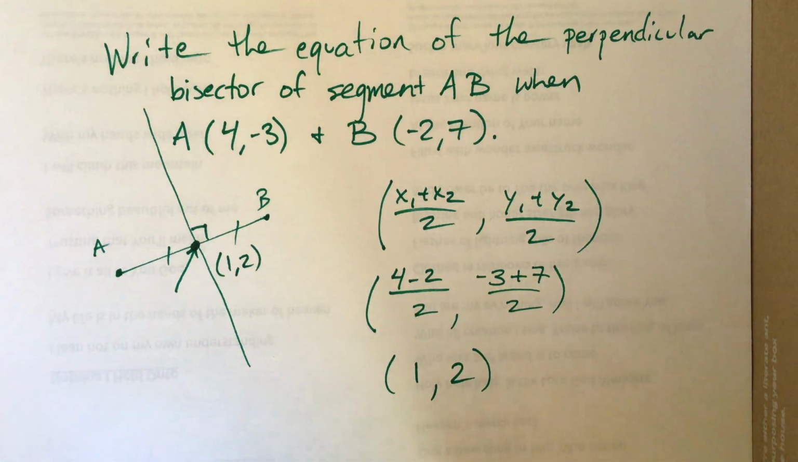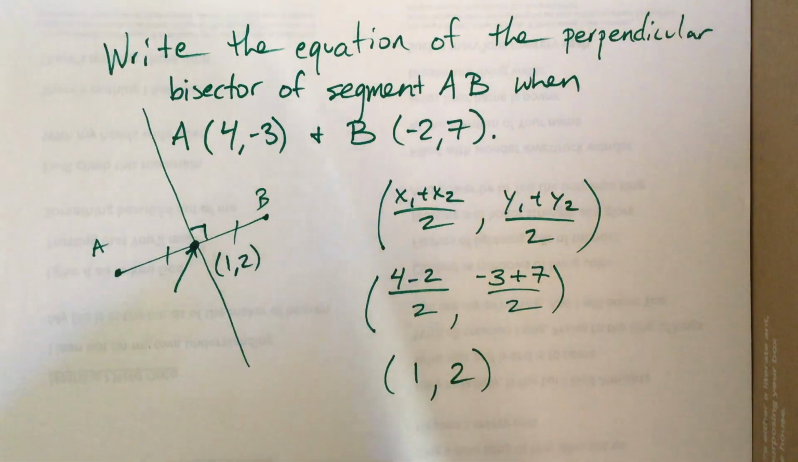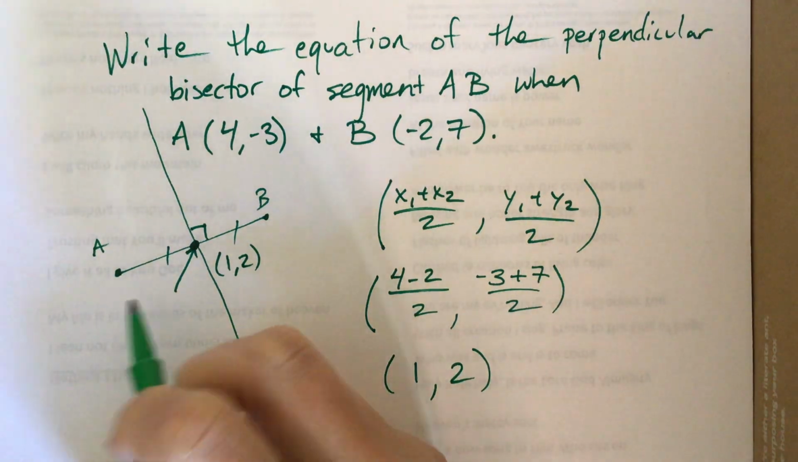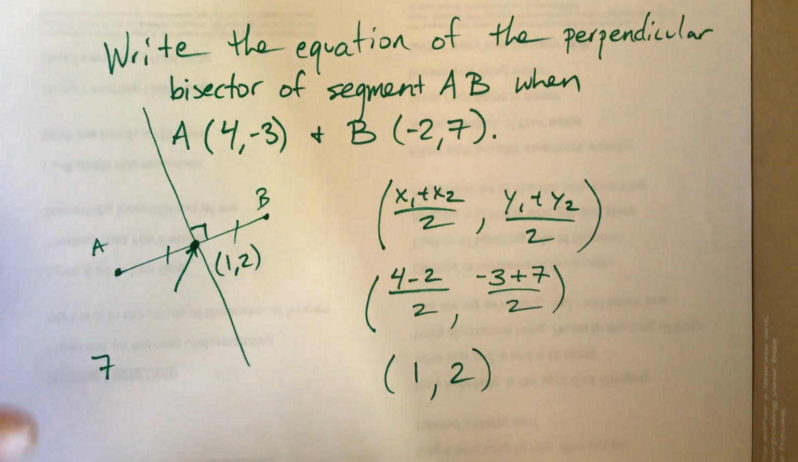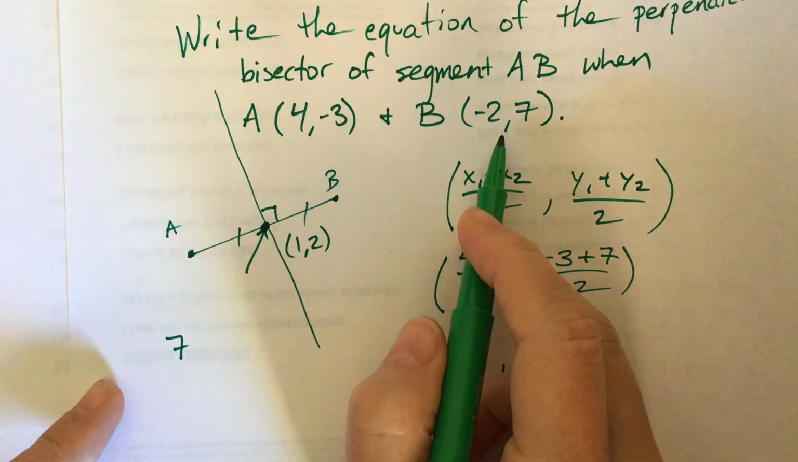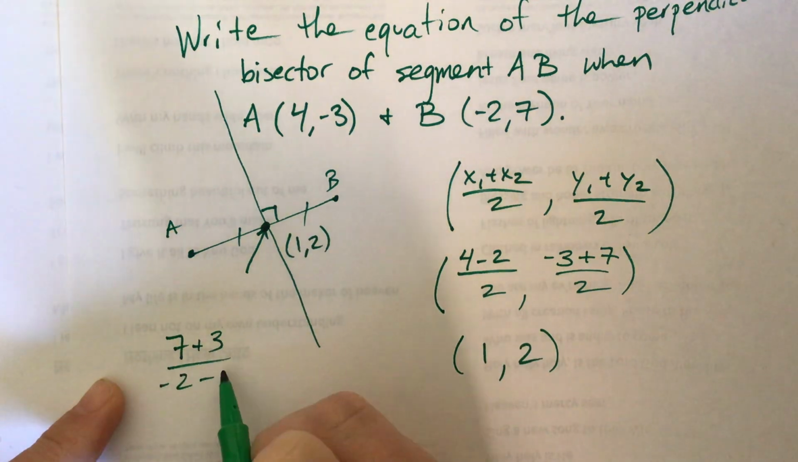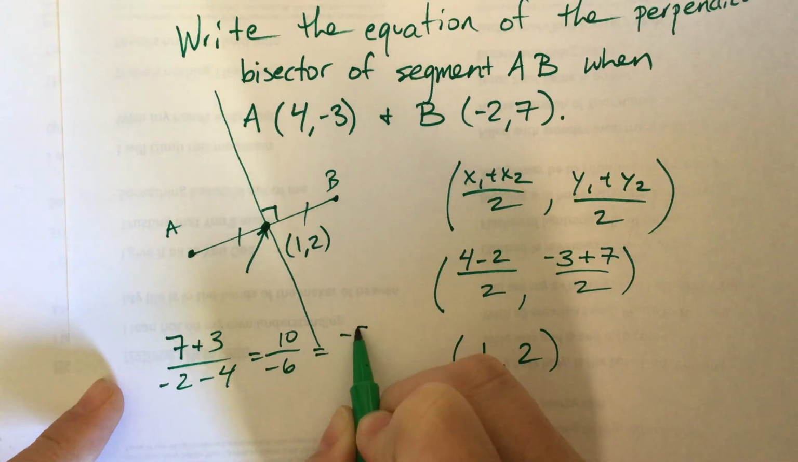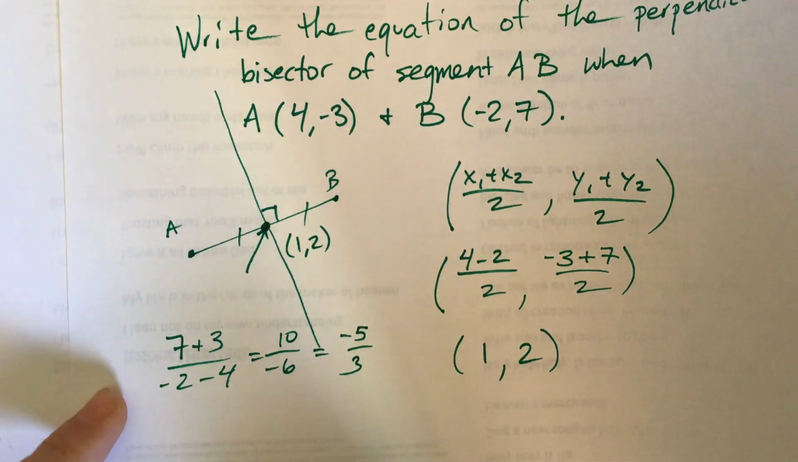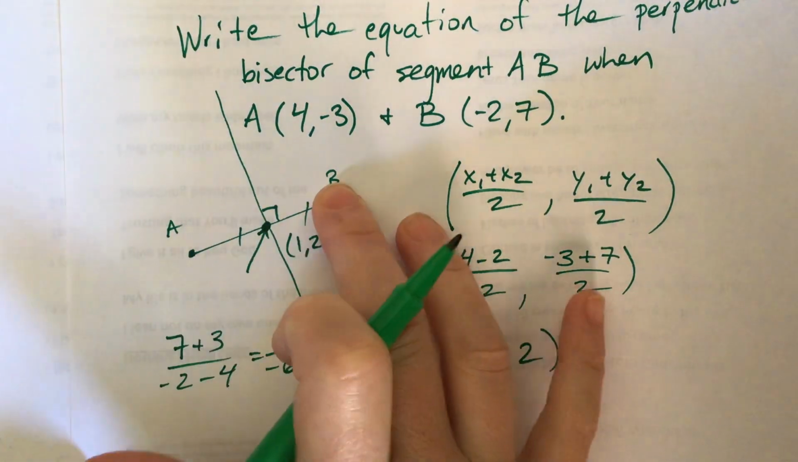Then the next thing we need to know is, what's the gradient of these two points? The gradient, I'm trying to use the IB lingo, I can find by saying 7 minus a negative 3 over negative 2 minus 4. That's 10 over negative 6, so we can reduce that to negative 5/3. So now we know this is the gradient of the segment that we were given.